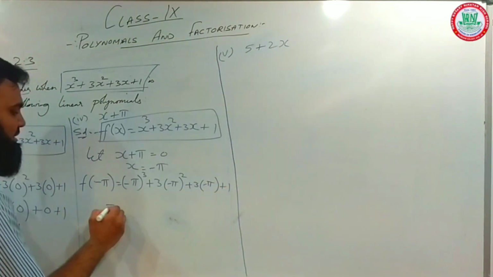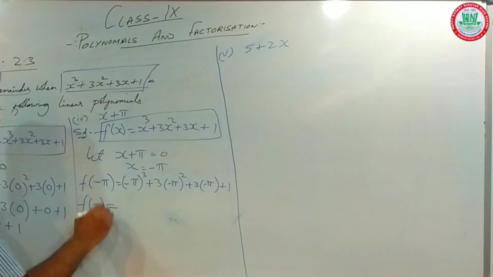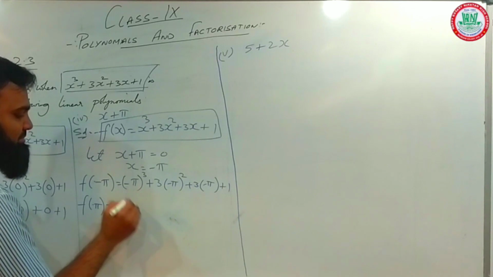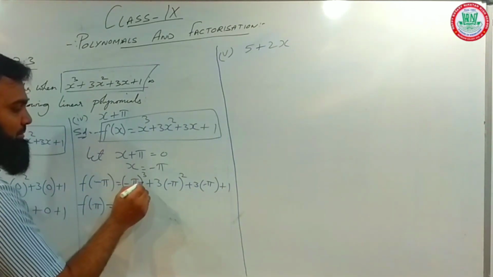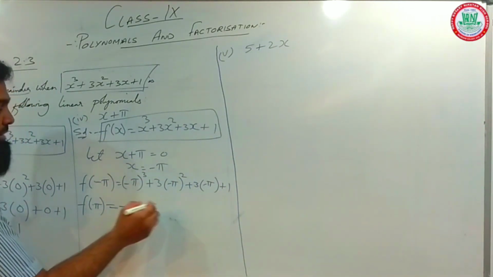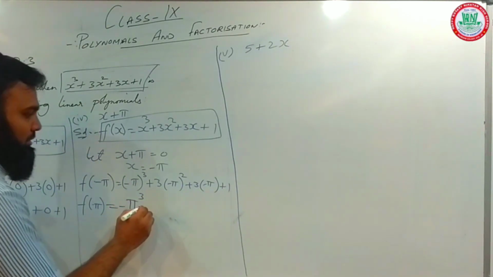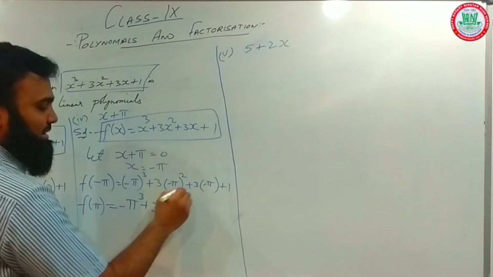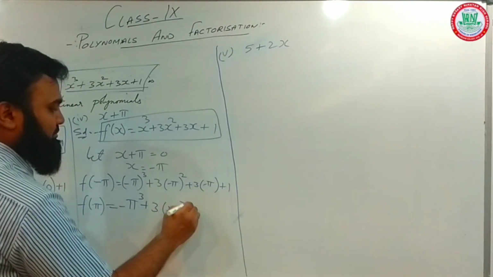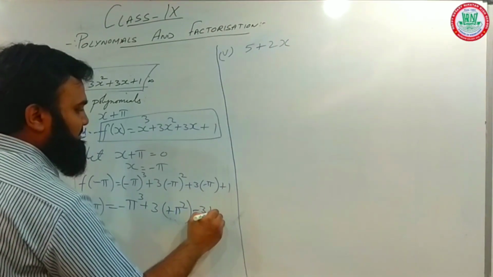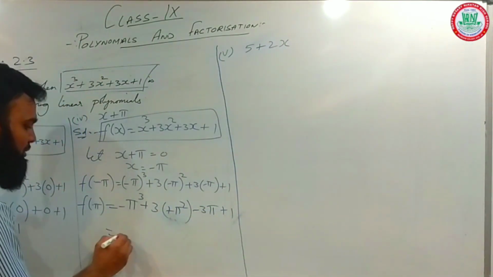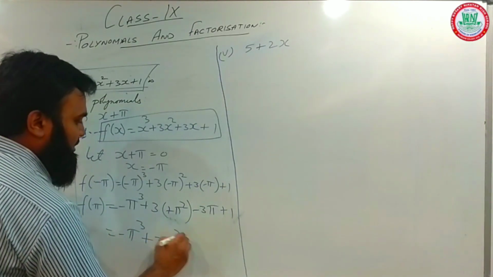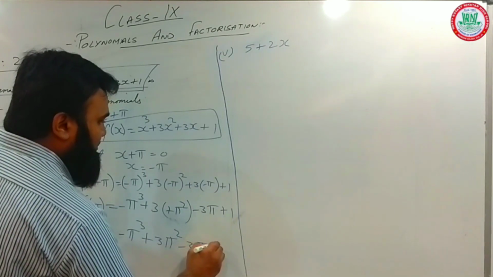Okay, now which is equal to f of minus pi is equal to minus pi whole cube means minus into minus plus, plus into minus minus, pi into pi square, pi square into pi cube. Plus 3 into minus pi whole square is what, minus into minus plus, pi into pi square. Plus into minus minus 3 pi plus 1, which is equal to minus pi cube plus 3 pi square minus 3 pi plus 1.